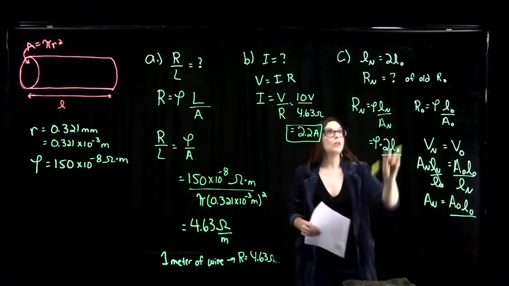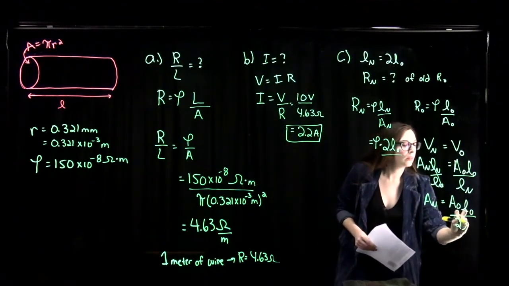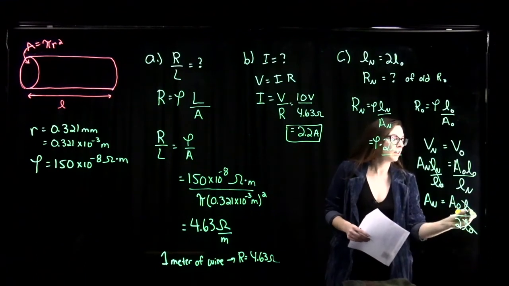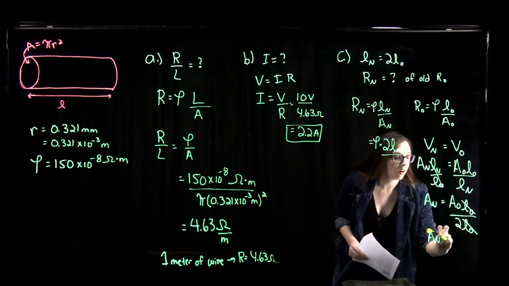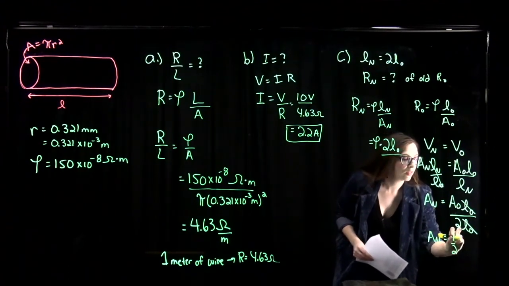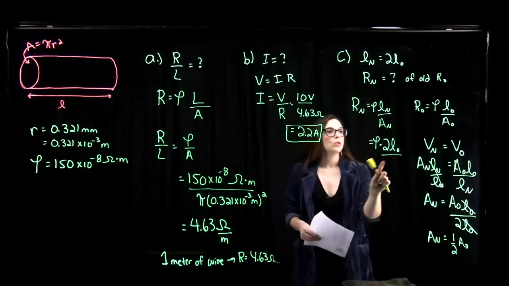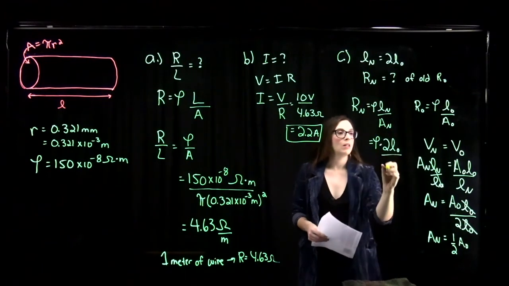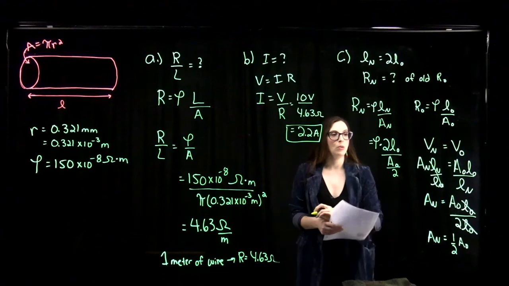by the new length, which is twice the old one. So we've got 2 times the old length. We see that the lengths cancel on top and bottom. So our new cross-sectional area is equal to 1/2 our original cross-sectional area. So we can replace our new cross-sectional area with our original cross-sectional area divided by 2.